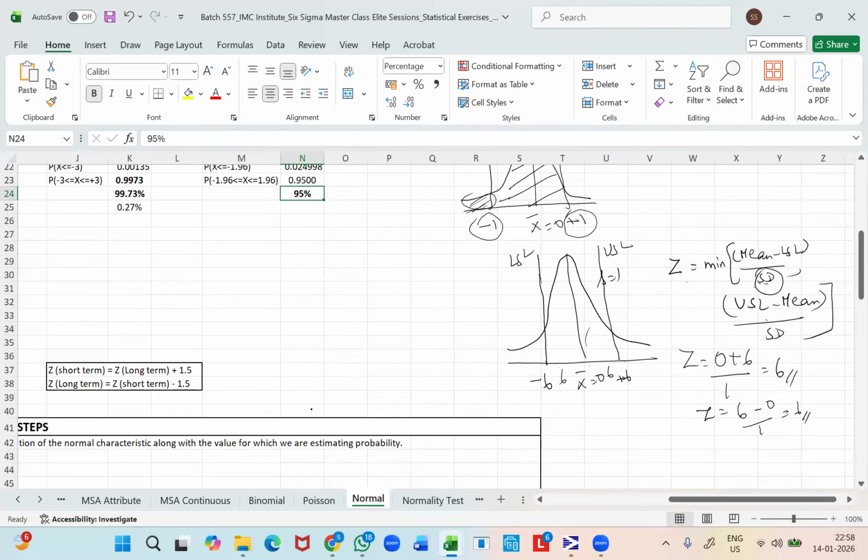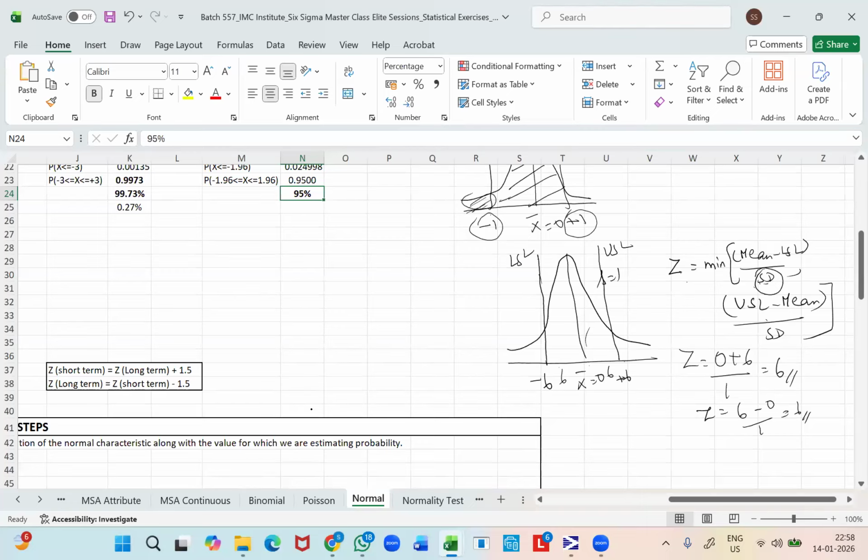On the other hand, we see an increase in the standard deviation value. Instead of 1, it has become 2. Now what will be the sigma level? It will be 6 divided by 2, which will be 3. Right? So a decrease in standard deviation would result in an increase in sigma level, or an increase in standard deviation would result in a decrease in sigma level. So standard deviation and sigma level are contradicting metrics, right?